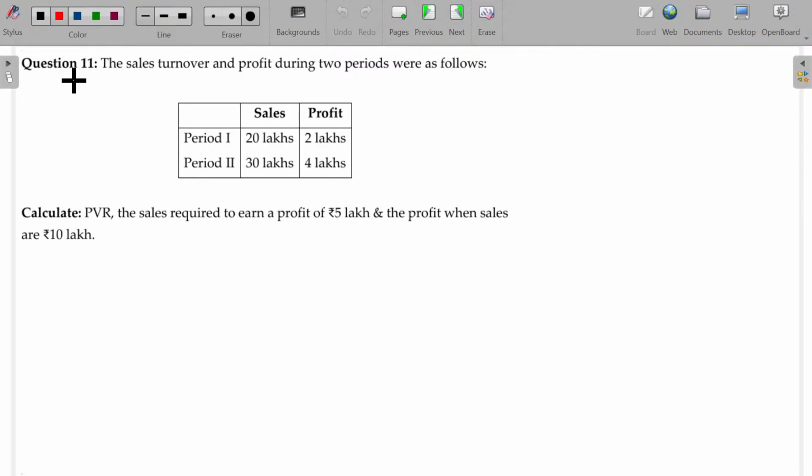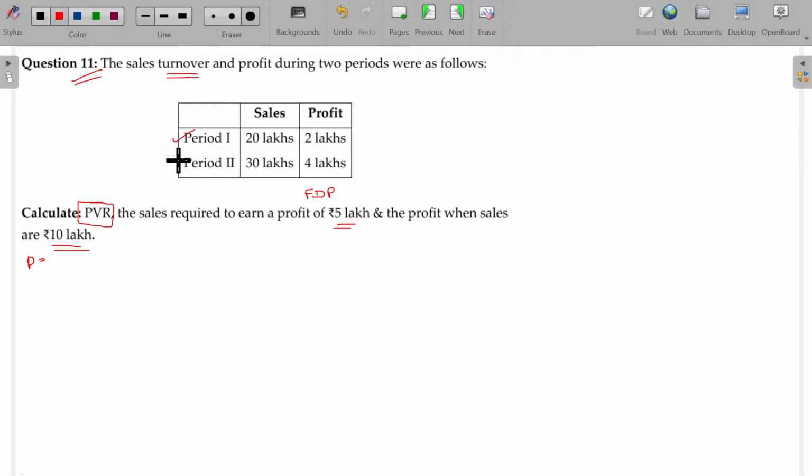Question number 11. The sales turnover and profit during the two periods were as follows. You have to find out the PVR, as well as the sales required to earn a profit of 5 lakhs, the fixed desired profit case, and the profit when sales are 10 lakhs. That means you have to calculate the profit. These are the three.